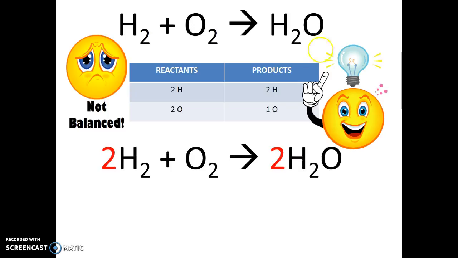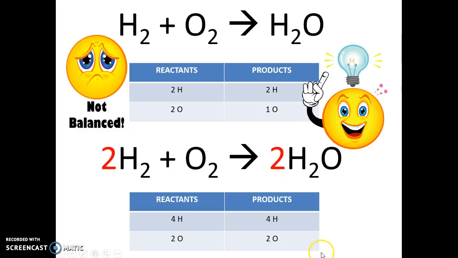What you can do is you can plop a 2 as a coefficient in front of your hydrogen gas and a 2 as a coefficient in front of your water molecule. Now you might be saying, are you allowed to do that? Well, yes, because you have 2 molecules of hydrogen gas. So you could add a 2, you could add a 3, a 4. It just means that that's how many of that molecule you have. And you, at the end, have 2 molecules of water.